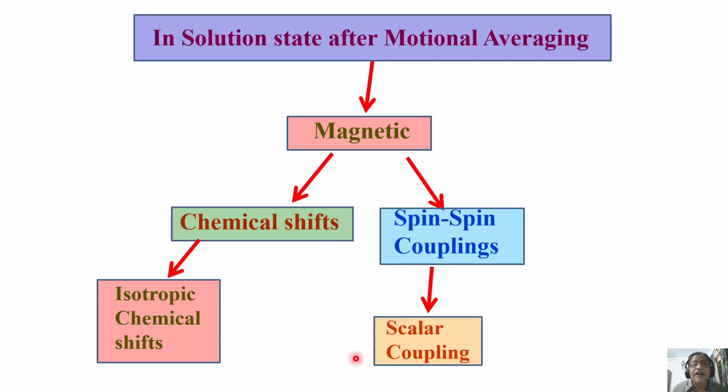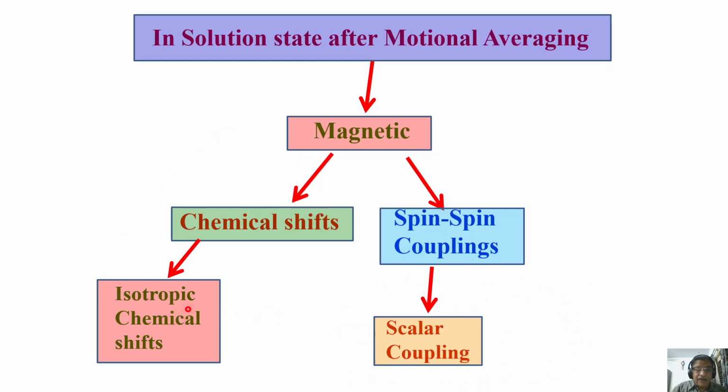Remember, when we discuss scalar couplings, I'll tell you all those things. The very fact that it is a scalar, the word itself is saying, it is not orientation dependent. That is the reason why this through-bond interaction, the scalar coupling, which is mediated through the covalent bond, is not going to be averaged out in solution state. This motional averaging has no effect on the scalar coupling, that is covalent bond mediated coupling. That is why it is called scalar coupling. We'll talk about it later.